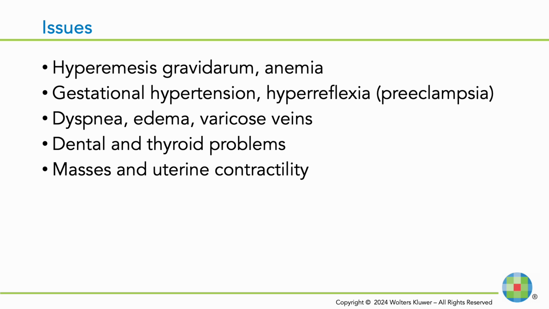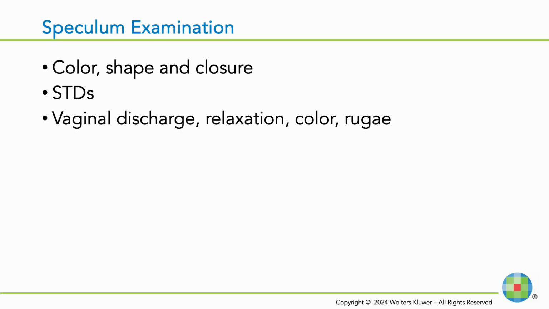It's important for us to ask about gestational hypertension, hyperreflexia, risk for preeclampsia. Are they dyspneic? Do they have edema? Varicose veins, dental problems, thyroid problems, any masses? Are they having any uterine contractions? These are all important things for us to address and at times answer questions on.